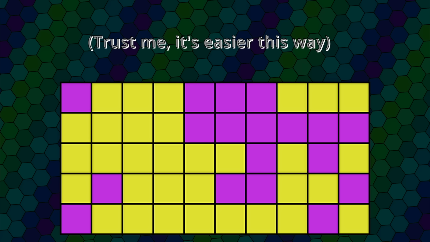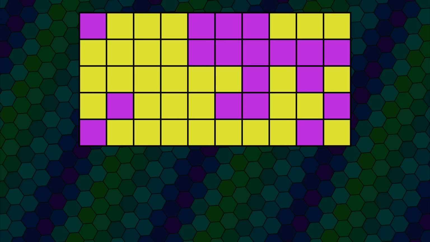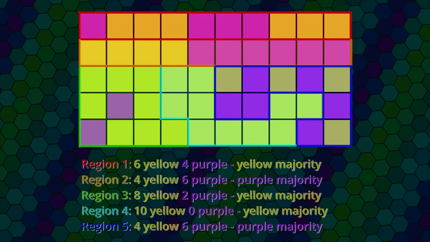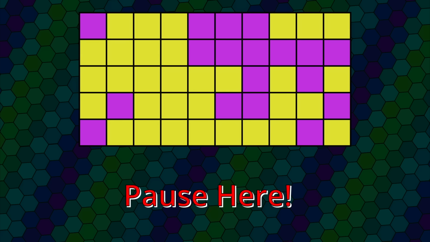That's really it for rules. Now we can solve the puzzle. Just to recap, the goal is to make it so that the purple districts win the overall election by dividing the districts into regions where there are more majority purple regions than majority yellow regions. Pause here if you want to try solving it yourself, as I'm now going to go over how to get the solution.